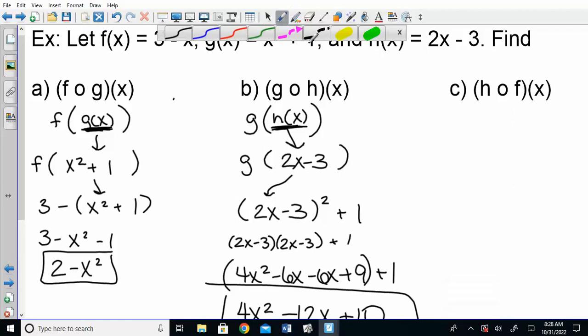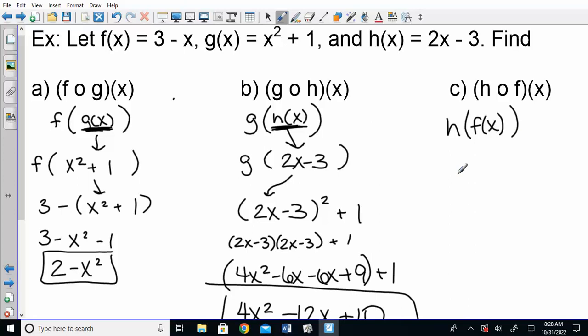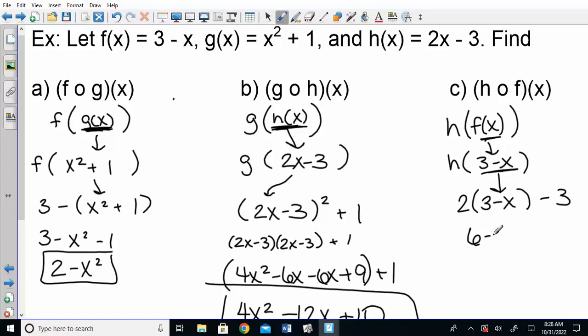So we have h of f of x. So you start on the inside, so f of x was 3 minus x. You plug that into h. So h is 2 times whatever you put in minus 3. So we're putting in the 3 minus x. Distribute. Add like terms, so you get 3 minus 2x, or negative 2x plus 3. All right. Is that one okay?